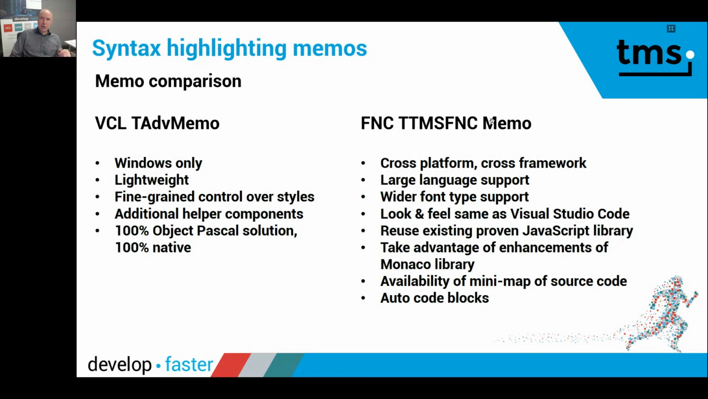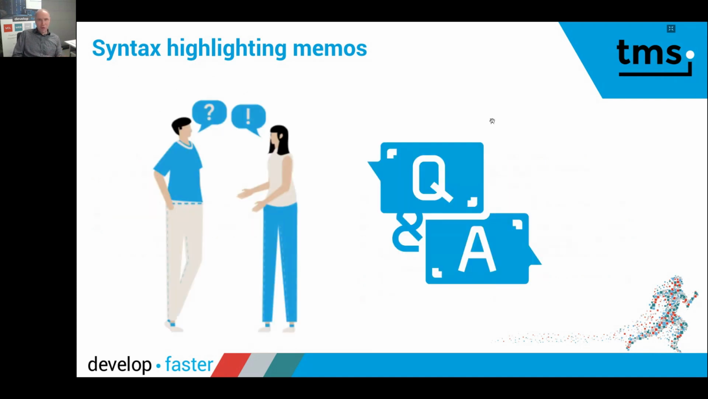That is, in a nutshell, summarized the strong points of both components. And that brings us more or less in time to our Q&A section. I see in our chat box there are already some questions. I see here as a first question, are the new functions in VCL or FNC components?